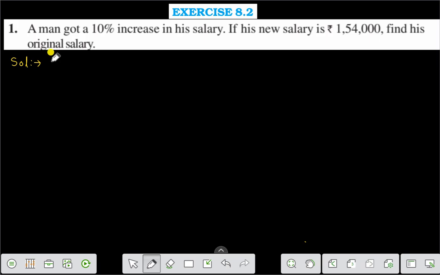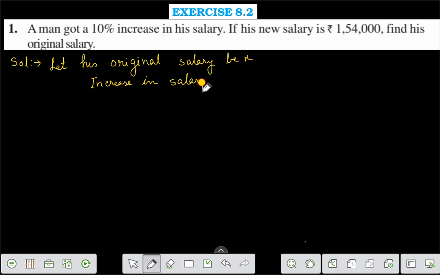Let his original salary be x. The increase of 10% in his salary. Increase in salary is equal to 10%.